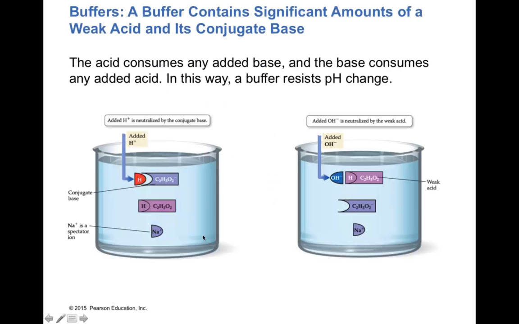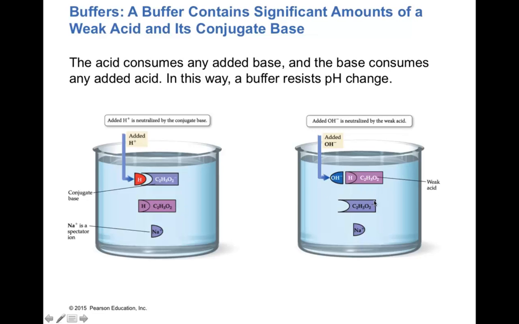In other words, as I mentioned, we have the acetic acid here, and we have the acetate. So if we add a proton, we add an acid, it's going to react with the base. And if we add a base, it's going to react with the weak acid, that is the acetic acid. So this is basically a figure that hopefully helps a little bit to understand more. Once again, the buffer has both of them, the acetate and the acetic acid.